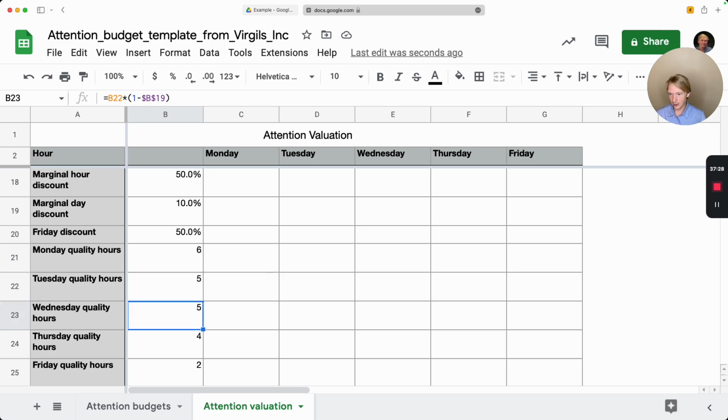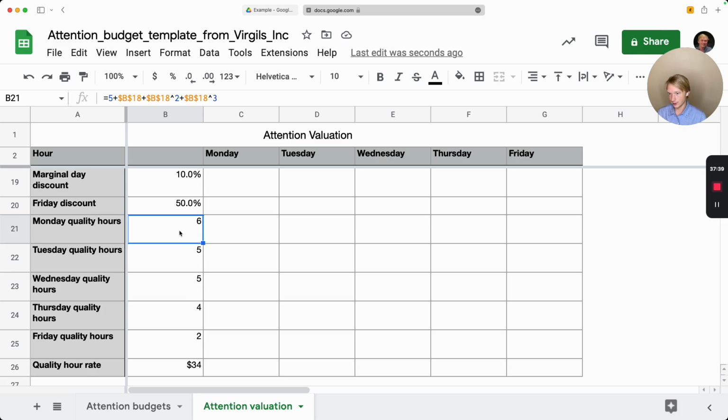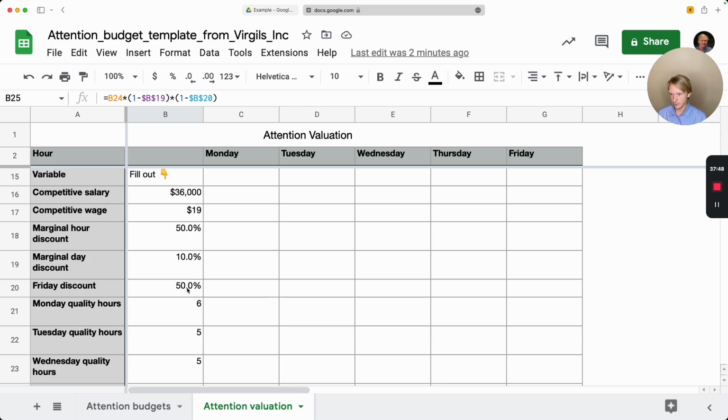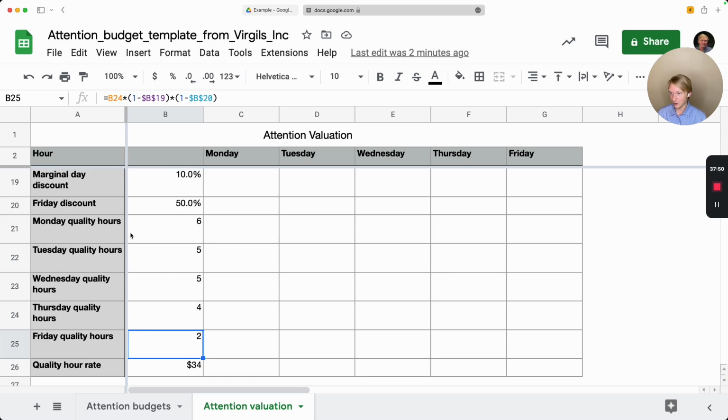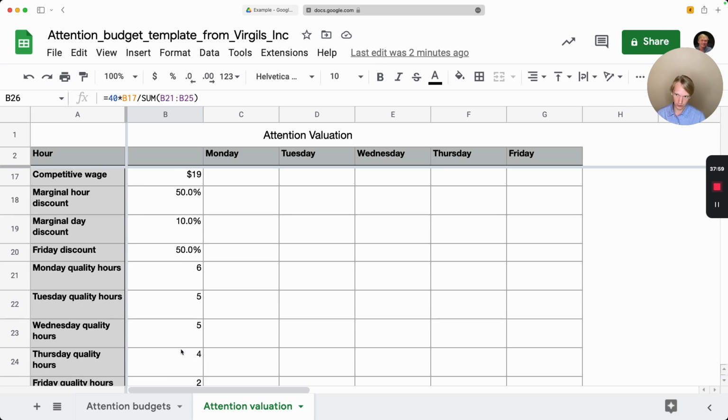And now this calculates how many quality hours you have available to you. A quality hour is a unit of measurement that I made up, a way to collapse this into a single unit. So you have 6 big points that you can allocate towards things on Monday, 5 on Tuesday, 5 on Wednesday, 4 on Thursday, and really 2 on Friday. So you can get 3 times as much done on Monday with this model than you can on Friday. That's significant. And a quality hour rate is about $34.